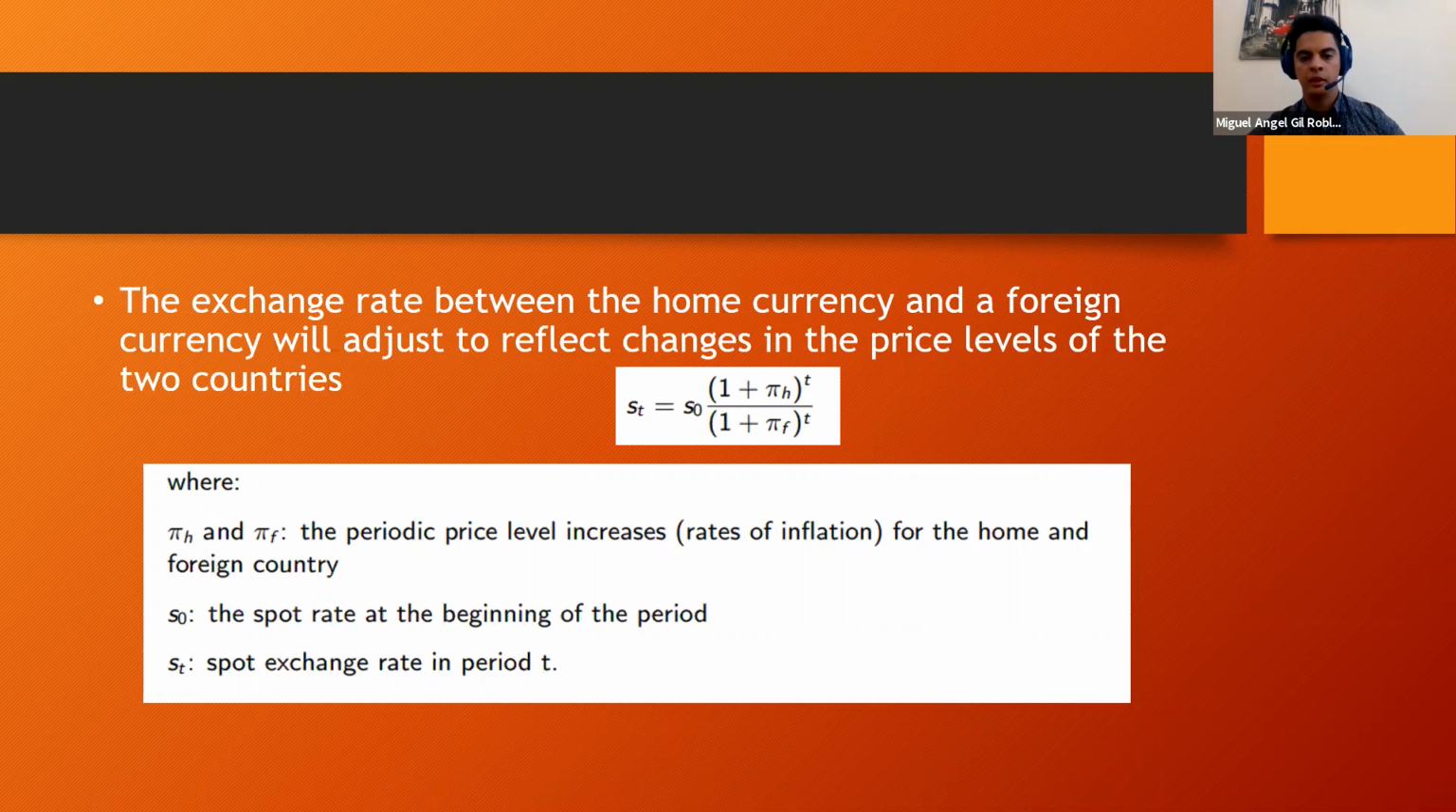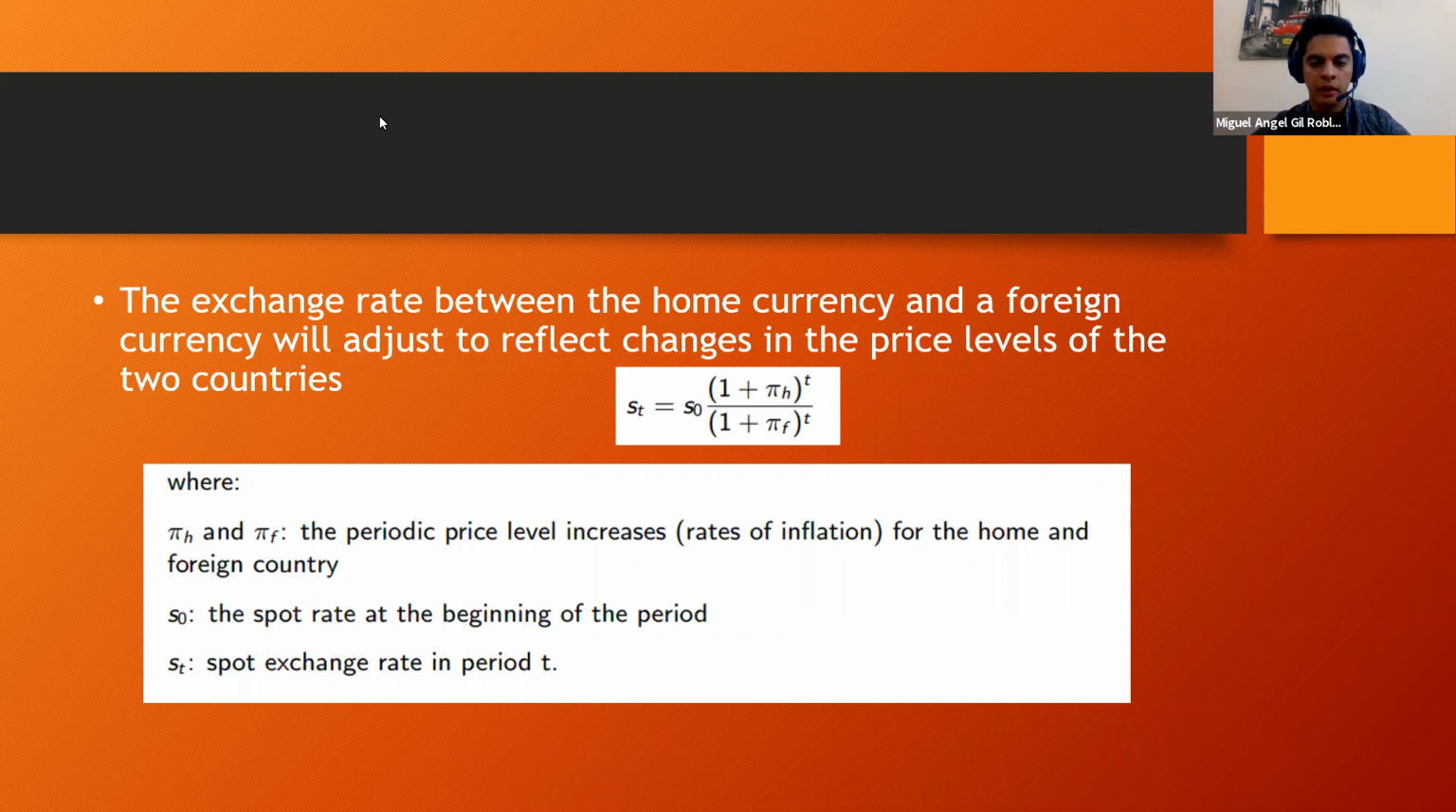And you have the exponent, time, and time means the number of years for which you are calculating the exchange rate. So if you are calculating the exchange rate in 3 years, you're going to use a 3 in there. And then at the bottom, we have exactly the same thing, but with the foreign inflation rate. So let's put that into numbers and maybe it can get easier.